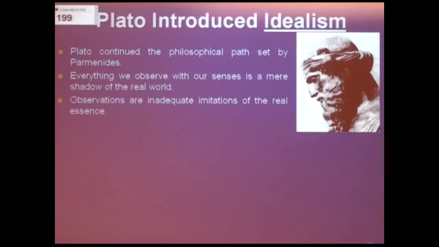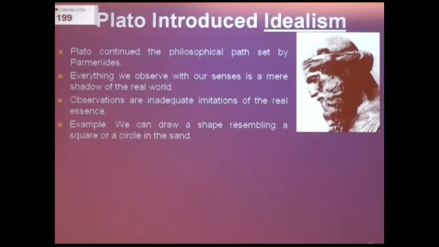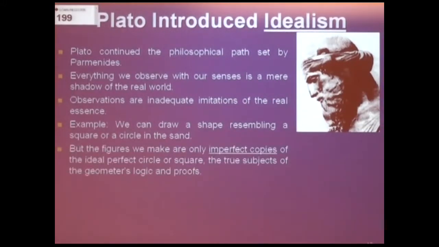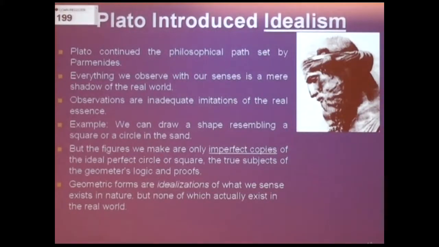Okay, now what he's trying to say is that what we see, what we observe, are only imitations of the real thing. Okay? So again, back to Pythagoras, you have to look beyond what you see. Okay? So to give another very trivial example, but still very deep in meaning, okay? Say, let's look at a circle. Okay? We can easily explain what a circle is by drawing a circle on the sand.